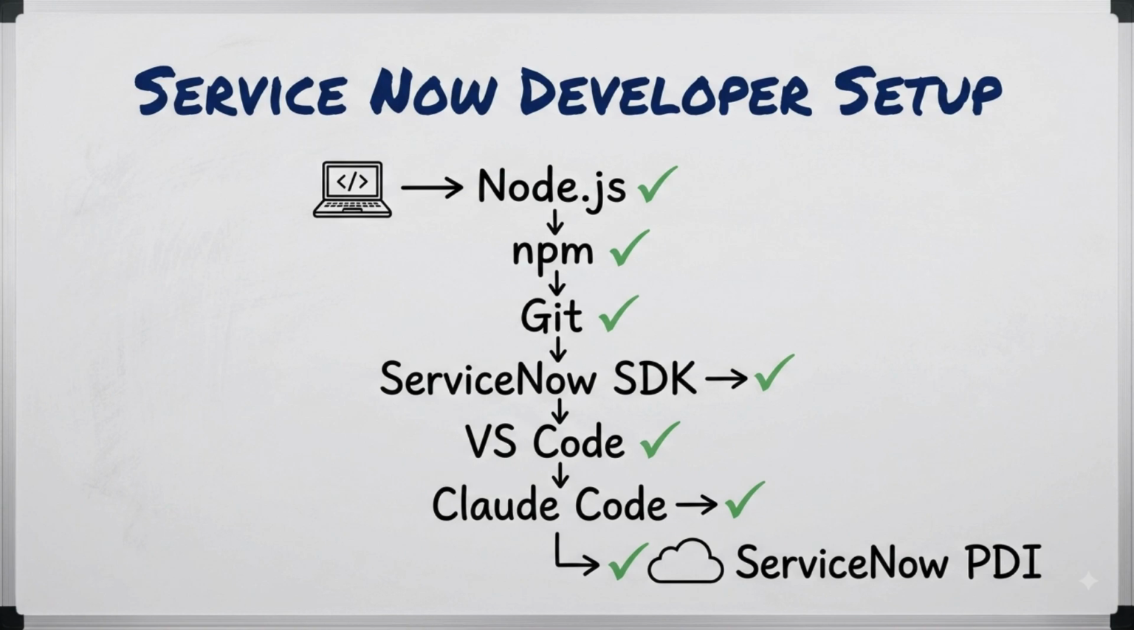We'll start with the foundation, Node.js and npm. Then we'll set up Git for source code management. After that, we'll install and configure the ServiceNow SDK and verify the now SDK command. Finally, we'll install Claude Code and verify that it can be launched from our terminal. By the end of this video, you'll have a clean development environment ready for ServiceNow application development using Visual Studio Code.